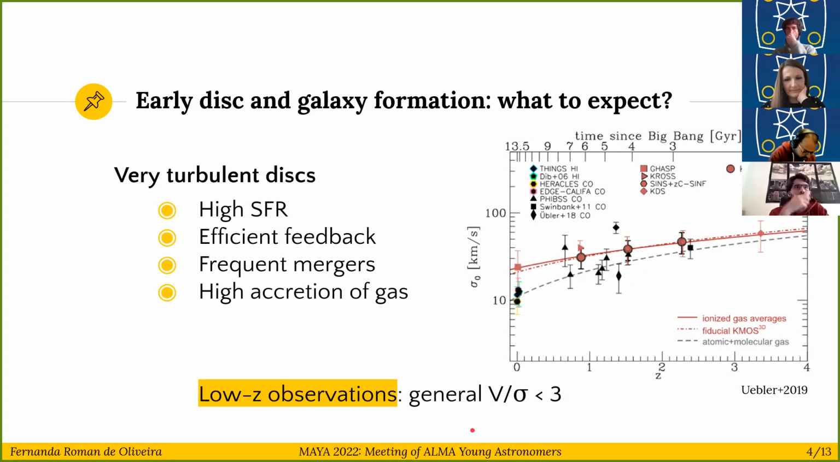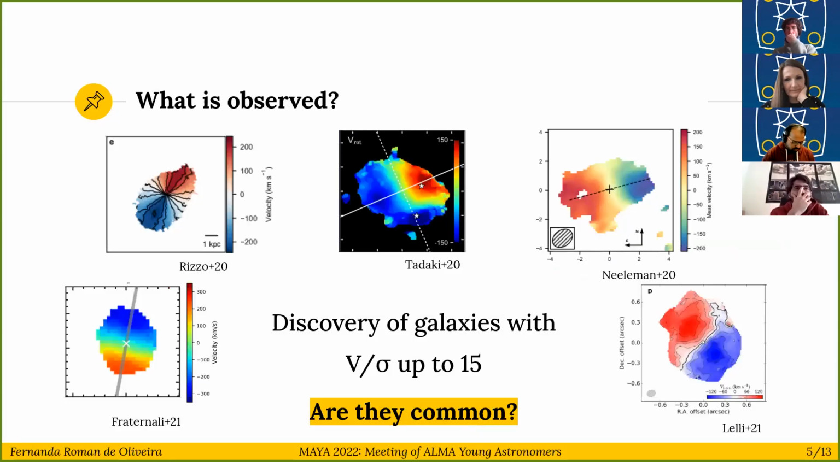So with all this in mind, it was actually a surprise, because this was before ALMA, when we didn't have much detail on the observations. And now with ALMA, we can see many galaxies at redshift 4, 5, and even 6 or higher that have features of rotating disks. And some of them have V over sigma up to 15, which is equivalent to galaxies in the local universe.